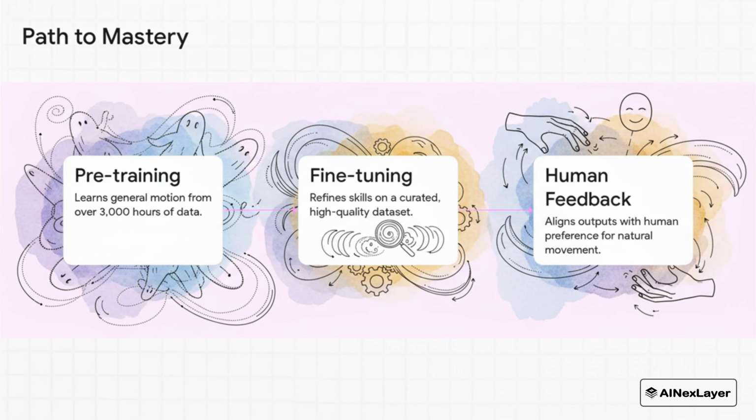But that huge pre-training session is just step one. In step two, it gets fine-tuned on a smaller, specially curated set of high-quality motion data to really sharpen its skills. And then, this is crucial, in step three, it learns from actual human feedback, which helps align its final animations with what we think looks natural and correct. It's that combination that really pushes it to state-of-the-art performance.